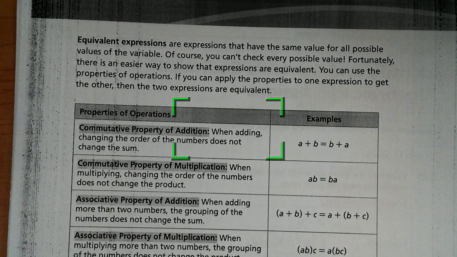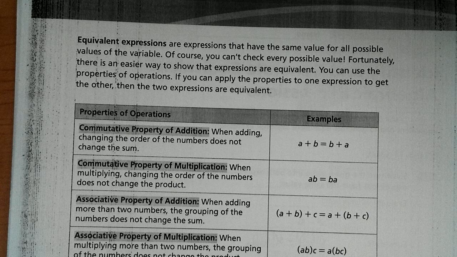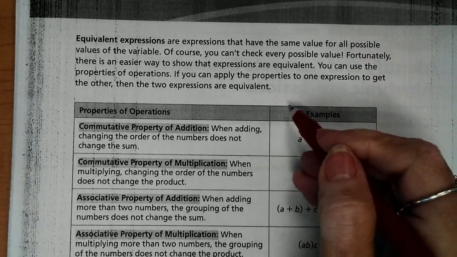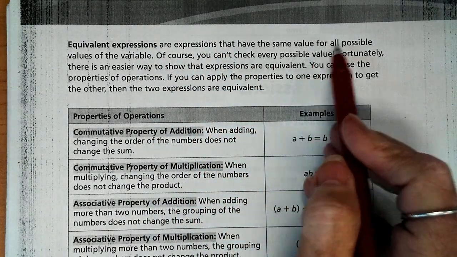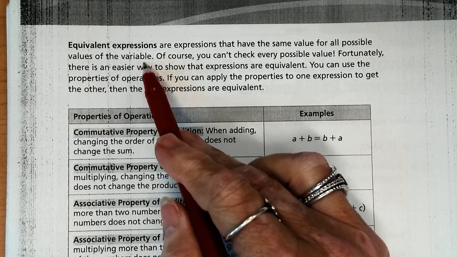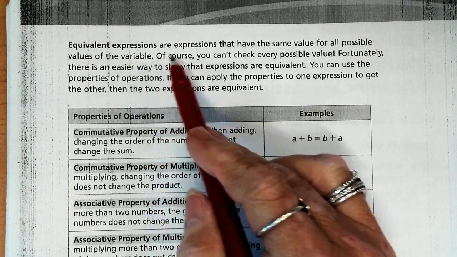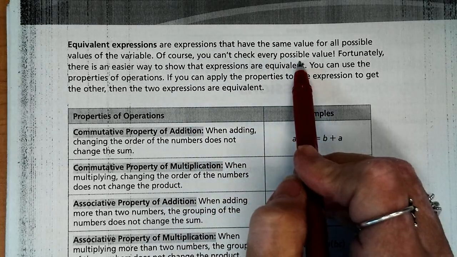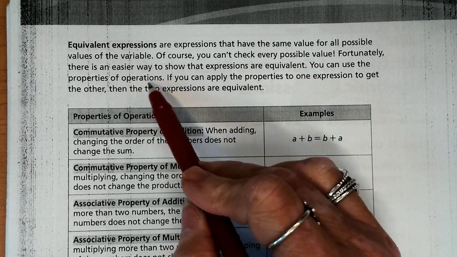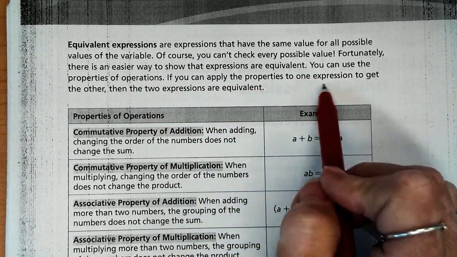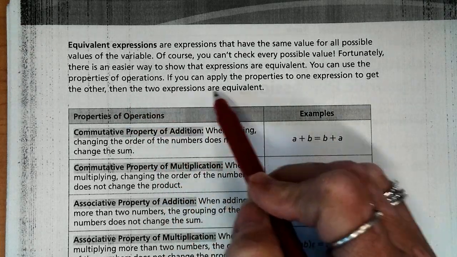So I know that you guys have talked about the commutative and the associative property before, but we are going to use those to manipulate our expressions around so we can combine like terms. So it says equivalent expressions are expressions that have the same value for all possible values of the variable. Of course, you can't check every possible value. Fortunately, there's an easier way to show that expressions are equivalent. You can use the properties of operations. If you can apply the properties to one expression to get the other, then the two expressions are equivalent.